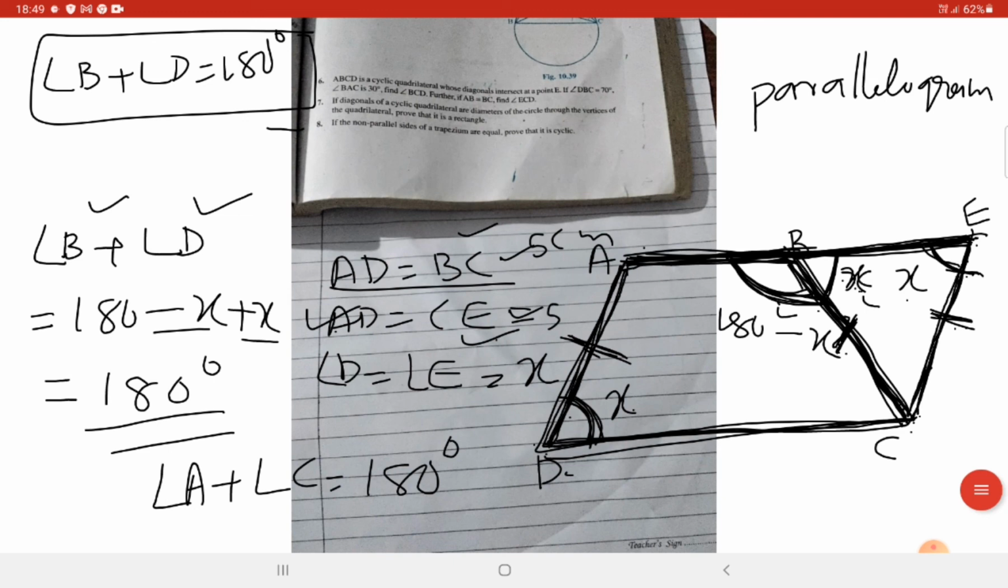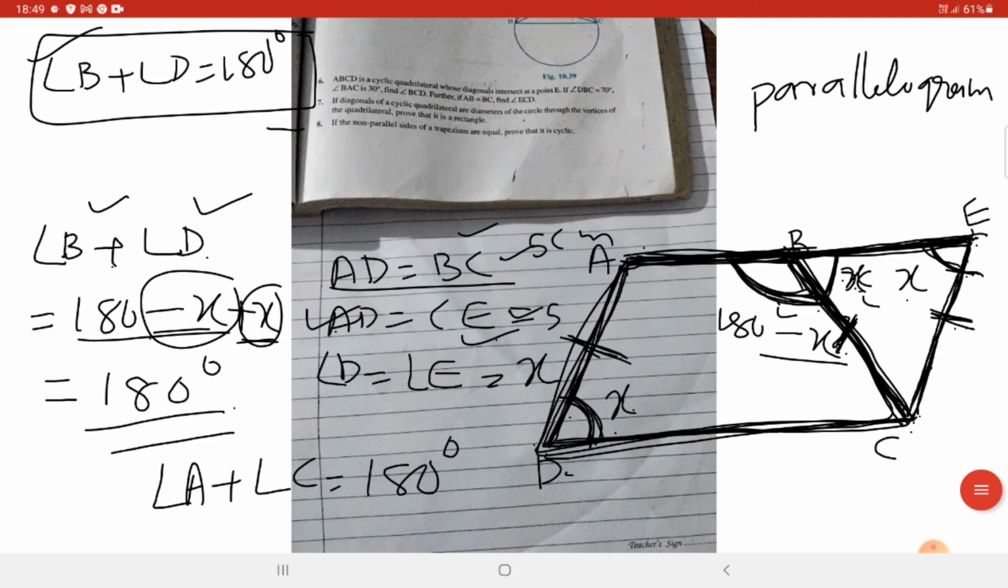Now we have to get angle B plus D is equal to 180 degree. Then only it is cyclic. So we considered angle B plus angle D. Angle B means 180 minus X. Angle D means X. In trapezium ABCD, angle B is 180 minus X and angle D is X. Their sum is equal to 180 degree. That is minus X plus X.